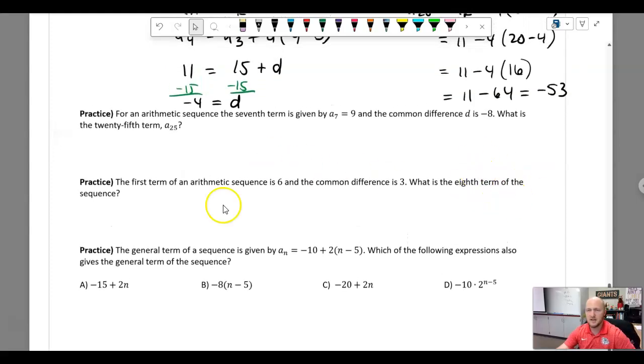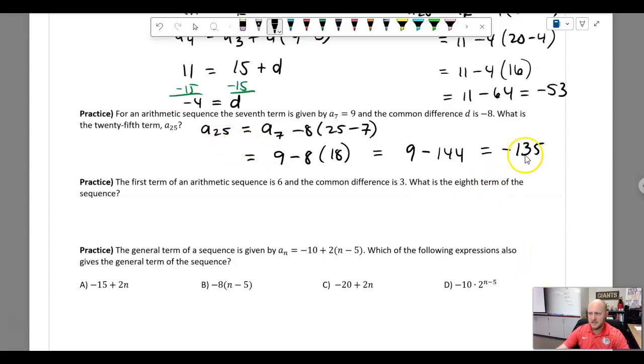Here's one for you guys. For an arithmetic sequence, the seventh term is given by a sub 7 equals 9. The common difference is negative 8. What is the 25th term of this sequence? Go ahead, pause me, try this example. Okay, the 25th term is negative 135.